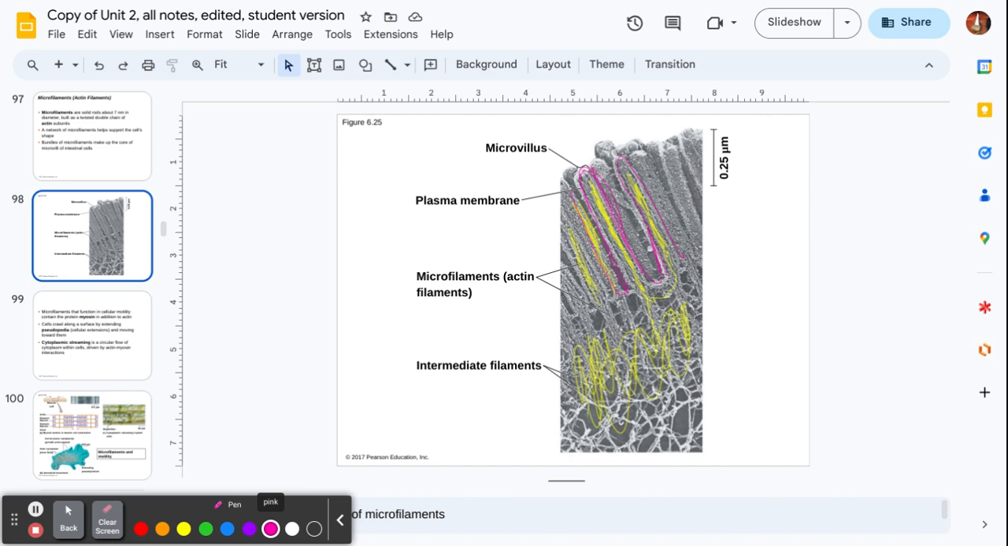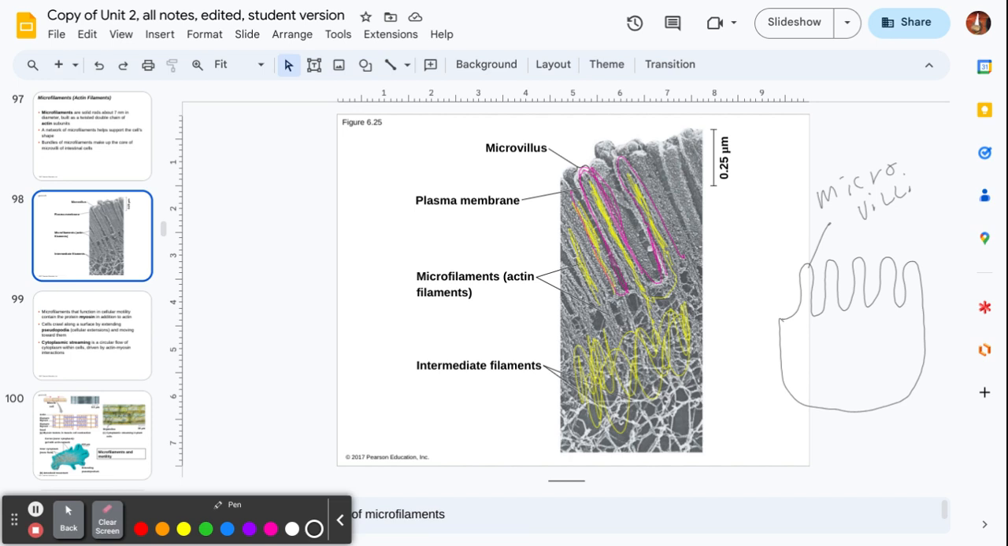Let me try doing this. Microvilli are like this. Each one of these is a microvilli. Microvillus, actually. Microvilli. And those are made of the microfilaments.